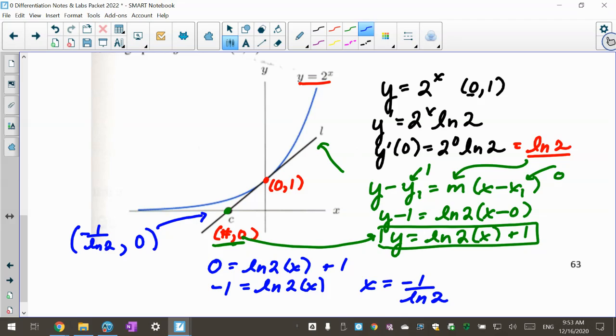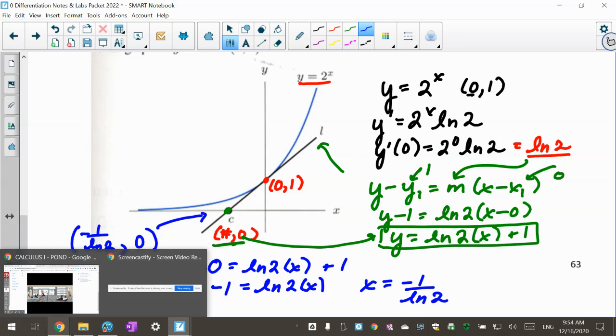And that one's a little bit tricky. I tried to explain it step by step. If you still have any questions, please let me know. And that is the end of the exponential derivative lab.